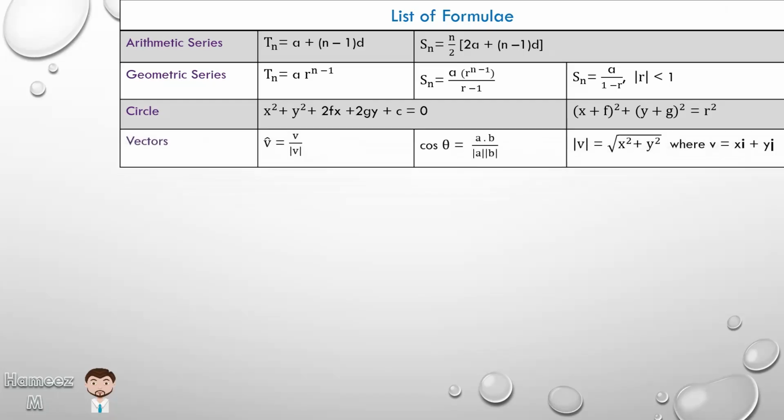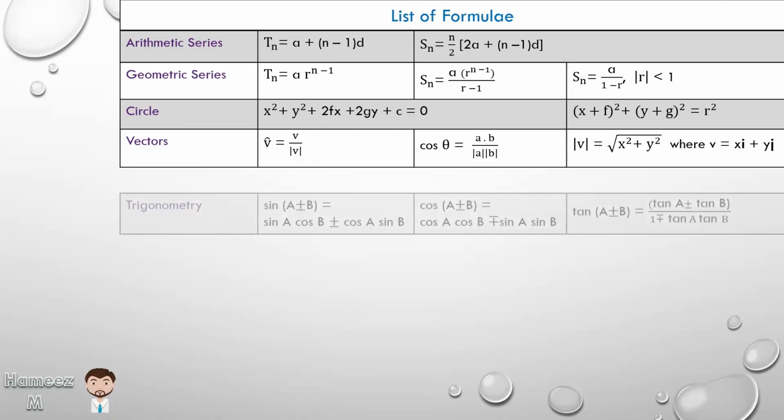And now we have formulas for the topic of vectors, where we can find the unit vector. We can also find the dot product. A dot B is equal to mod A mod B cos theta, or this form, making cos theta the subject of the formula. And we can find the modulus, or the length of the vector V, using basically Pythagoras' theorem.